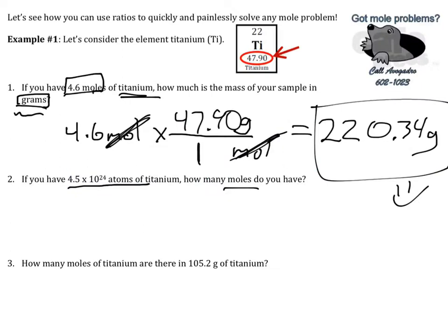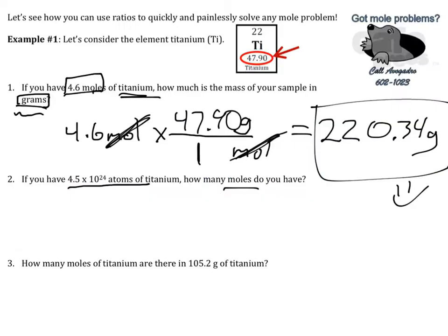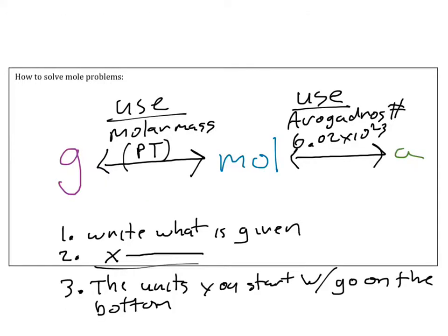Now, step 1, if you take a look, step 1 is to write what's given to you. Okay, well, what is given to us? 4.5 times 10 to the 24 atoms. All right. Step 2 is you multiply by some empty fraction.